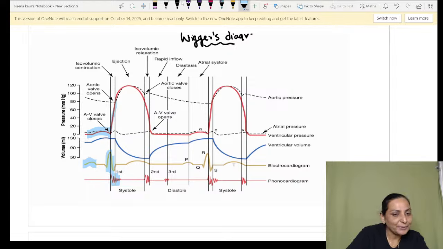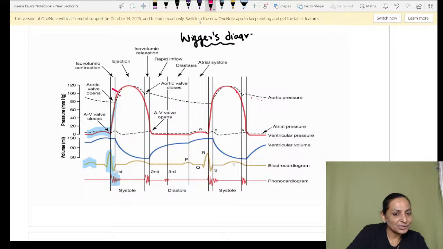Now, momentarily, for a very short time, the pressure of the left ventricle will become more than that of the aorta. The pressure of the left ventricle, in red, will become more than that of the aorta. This is the black dotted line. That means that is the period when the aortic valve will open and the blood will eject. So this is ejection.